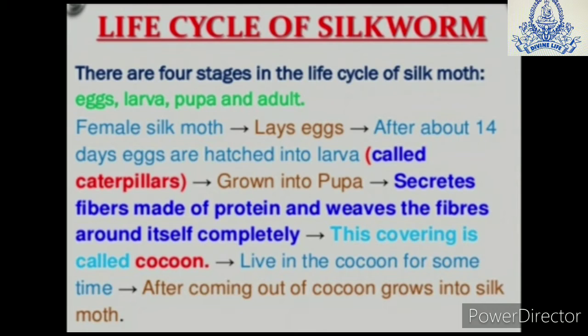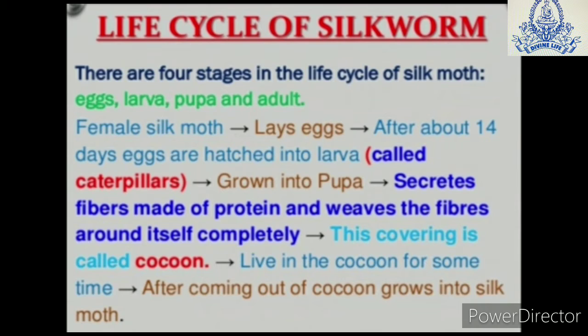It feeds day and night and it grows enormously and becomes very large in size. At this stage, it grows into pupa. The caterpillar secretes fibers made of protein and weaves the fiber completely around itself. That means the caterpillar, when it has grown fully after feeding on the mulberry leaves day and night, now converts into pupa stage.